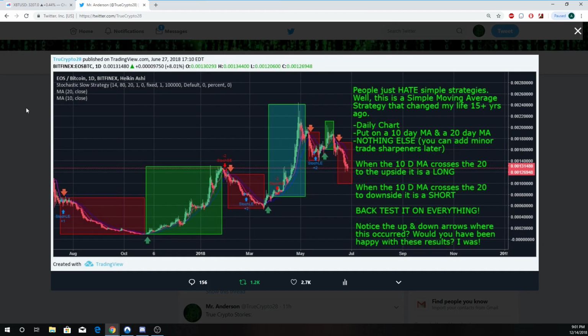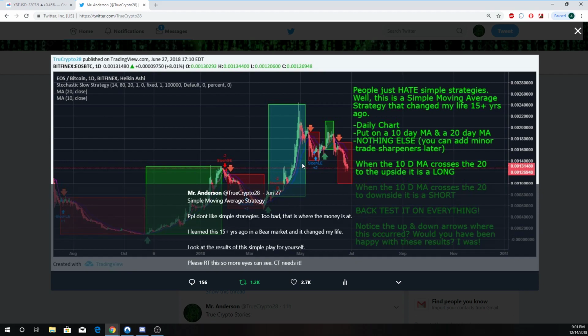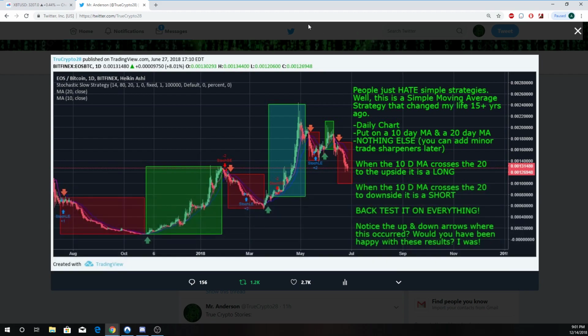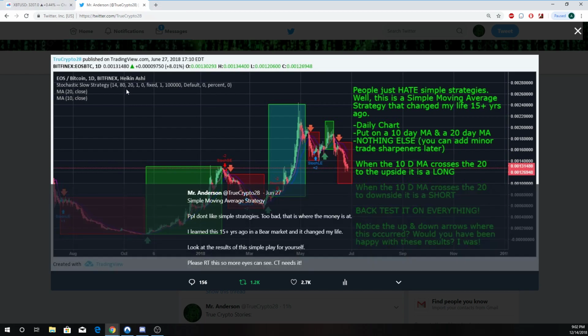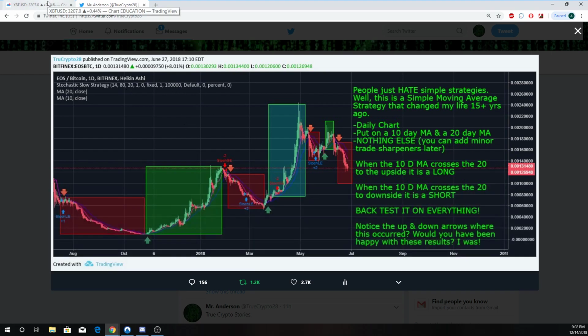So I put the system out, right? And it dealt with some Heikin Ashis, and it dealt with a 10-20 crossover, which we'll get into different elements of moving averages eventually. But the idea was that it's simple, right? It says people just hate simple strategies. I said, well, the simple moving average strategy is one that changed my life. It didn't change my life because there was anything revolutionary, right? Why did it change my life? It changed my life because I started to see things slightly different. Understand? I started to see the market differently. That was the changer, right?